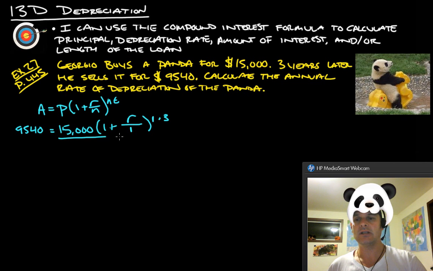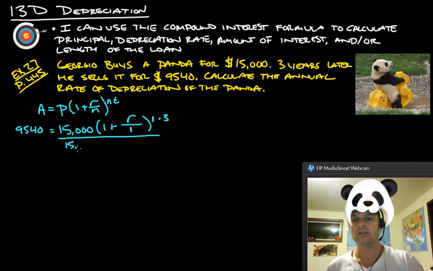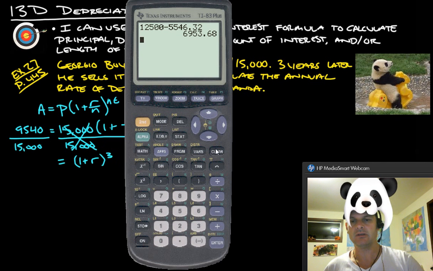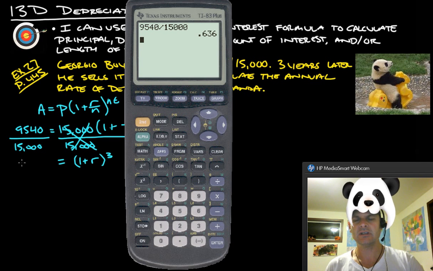Okay, so we need to figure out what the r is here. So let's start peeling back the layers and figure it out. So first thing we want to do is get rid of this here. So we divide both sides by 15,000. And we will end up getting 1 plus r all to the third power over here. And then let's see what we get on the other side. 95.40 divided by 15,000 is 0.636.